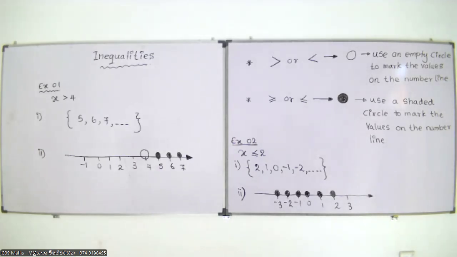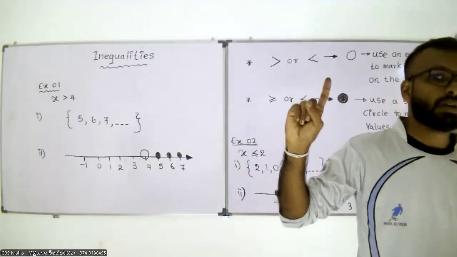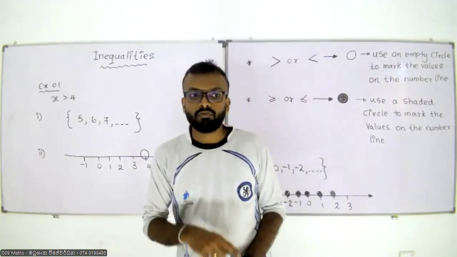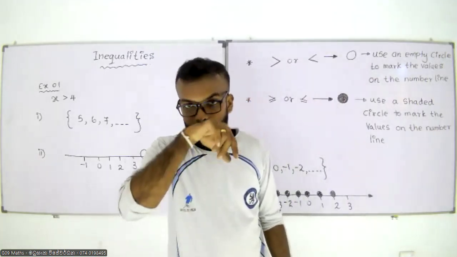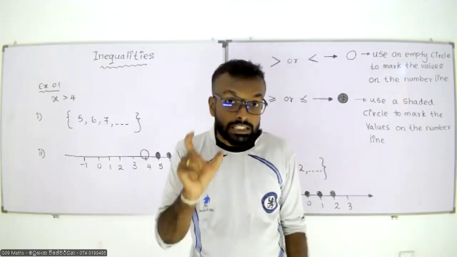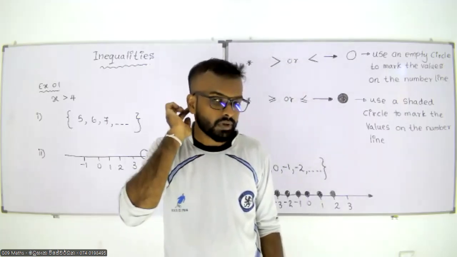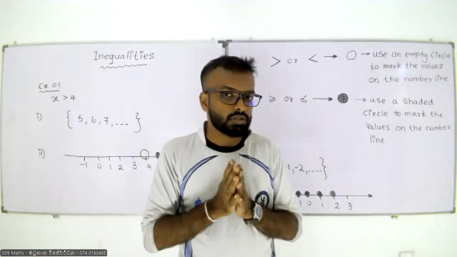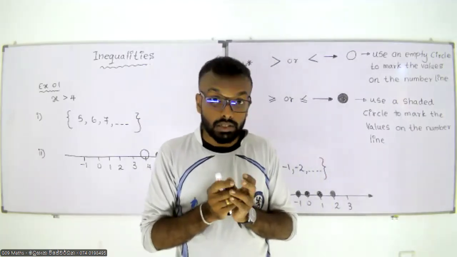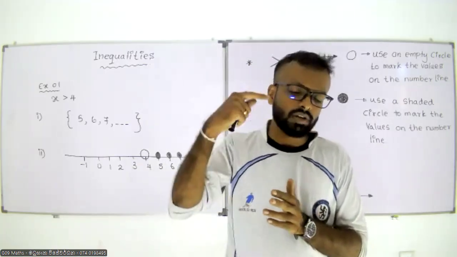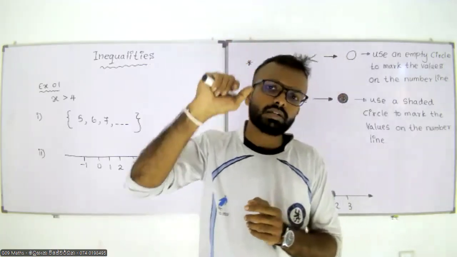So let's do example number 3. Now you need to understand the difference between example number 1, example number 2, and example number 3. In example number 1 and example number 2, we discussed only integral solutions, that means integer solutions, whether positive or negative. Positive integers and negative integers only. But in the third one, what is the difference when compared to example number 1 and example number 2?